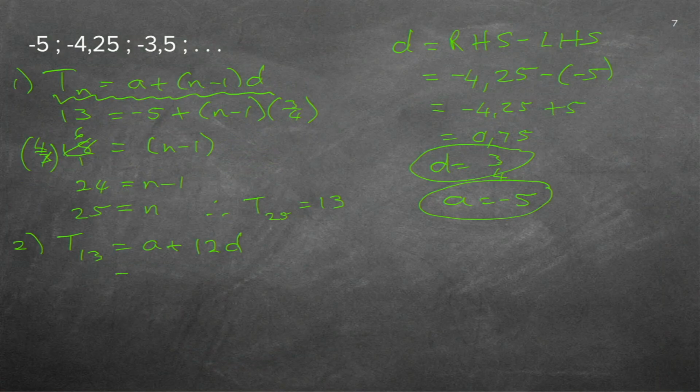And now I'm going to fill in what I have. I've got my A. A was minus 5. I've got my D. D was 3/4. Remember, when you work with a fraction, better make the 12 also a fraction. You can do all of this in your calculator, but it will take time. It's much easier to just say 4 go into 12 3 times. 3 times 3 is 9. Minus 5 gives me 4. So term 13 is equal to 4, and there's my answer.